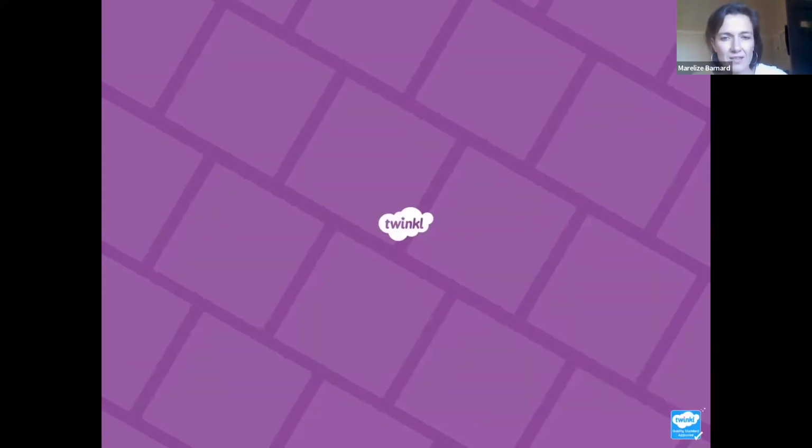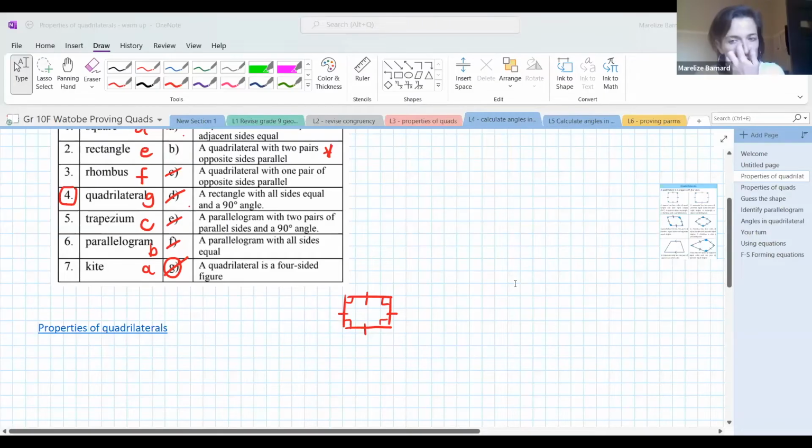Alrighty. So that's just our little warm up on properties of quadrilaterals and then using those properties to solve for angles. And that's basically what we're going to spend the rest of the lesson doing.